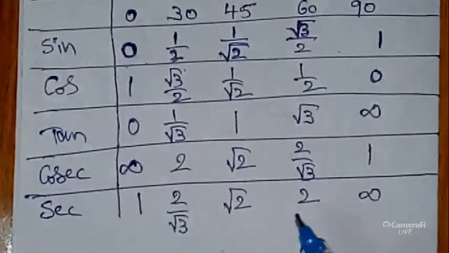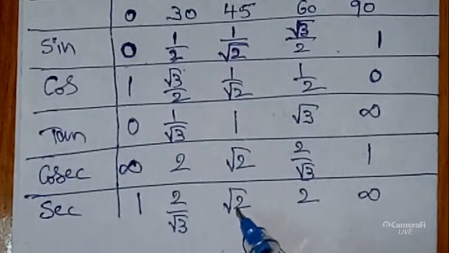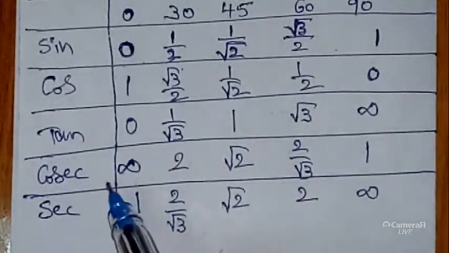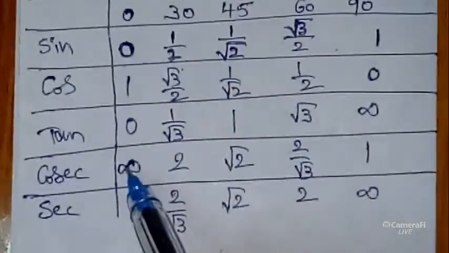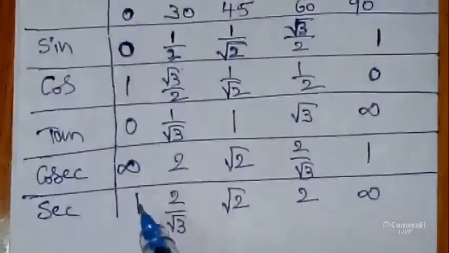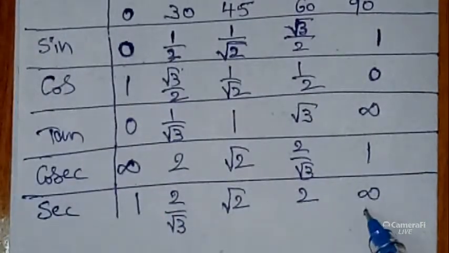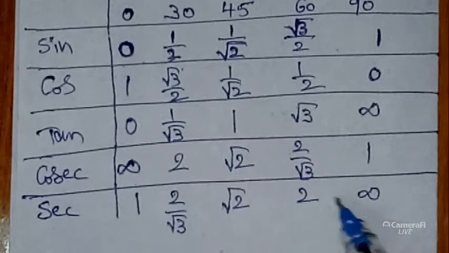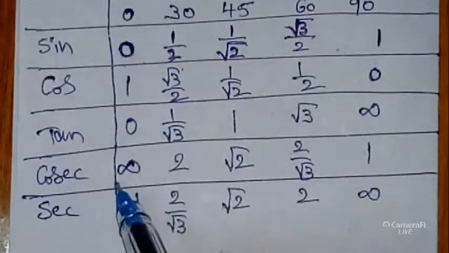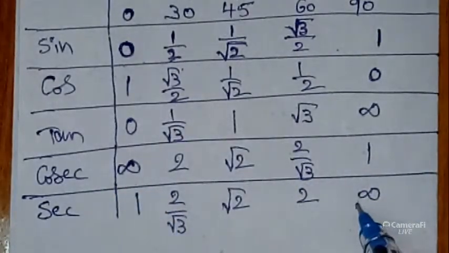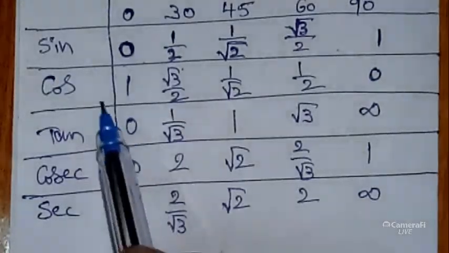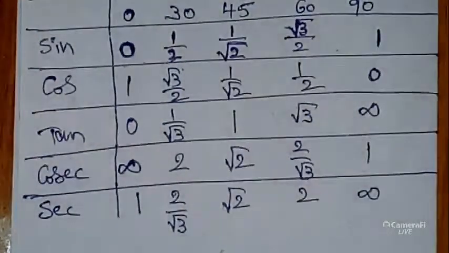My dear students, one more logic I wanted to express to you. From right to left you can write here, you will get secant. Cosecant values, from left to right you can write here, otherwise 1 by cos.